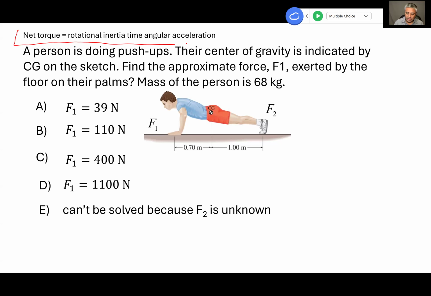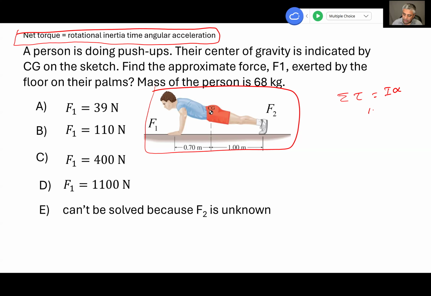In dynamics, Newton's second law for rotational motion is written as net torque is rotational inertia times angular acceleration. So in this case, this is in equilibrium. So here the acceleration is 0, which means net torque is 0. So how do I find net torque?